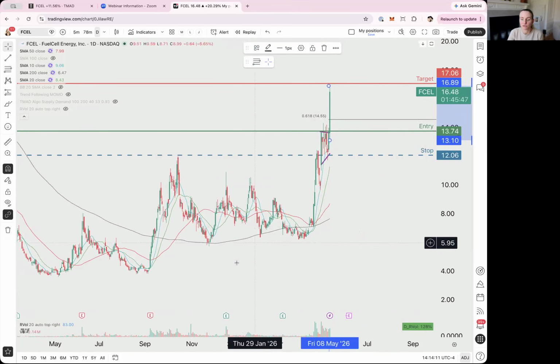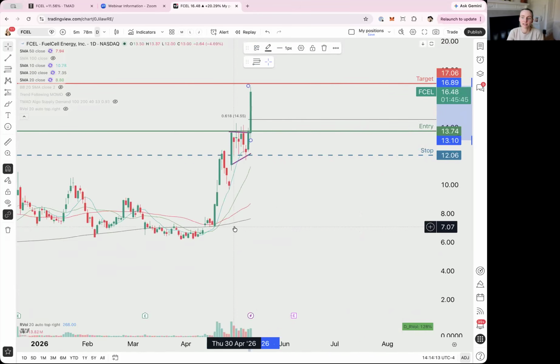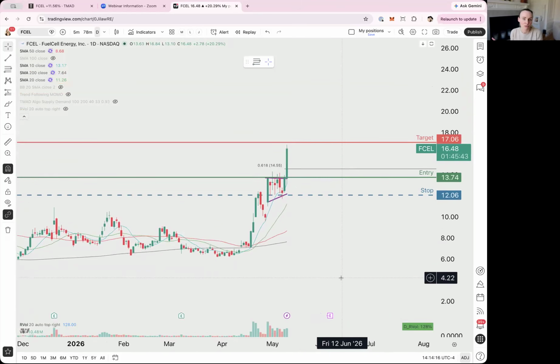So you can trail your stop there or you just take your gains. I mean, look at this move. It almost hit our target. Remember, these names, again, you don't want to invest in them. If you want to invest in them, that's a different risk management we can talk about another time. If you're trading, you have risk management, that's different. You want to take your gains, right?